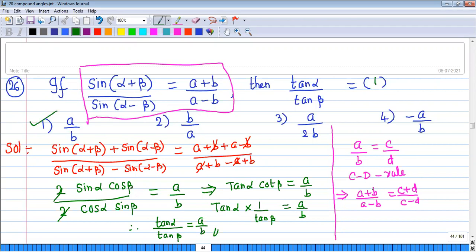So which rule have we applied here? Componendo dividendo rule. Yes, that is called the CD rule. Clear?